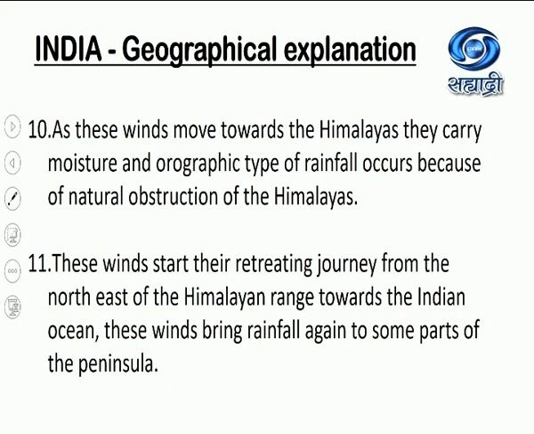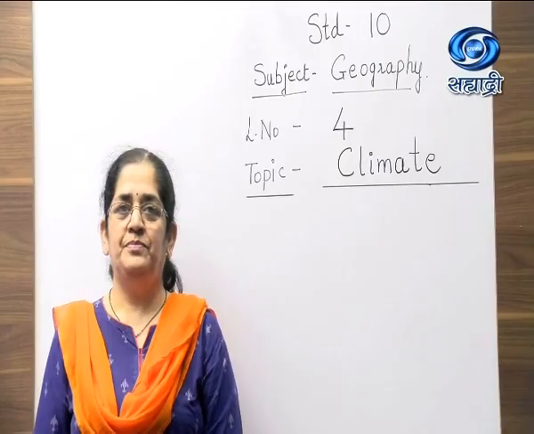Now these winds start their retreating journey from the northeast of the Himalayan range towards the Indian Ocean. These winds bring rainfall again to some parts of the peninsula because when they travel from the northeast, crossing the Indian Ocean, they gather moisture from the ocean, and again they are obstructed on the eastern coast of India, and so some part of the peninsula receives this rainfall.